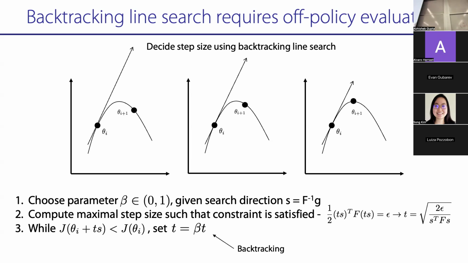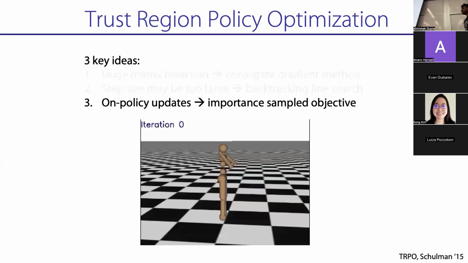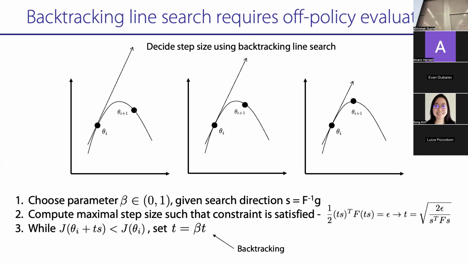Okay, so the second step is this: t gets beta t, which is your backtracking. So the second idea in TRPO is, first we did conjugate gradient, so we avoided computing F inverse, and we used a coordinate descent like algorithm to find F inverse G. The second thing we did is we said we're going to do backtracking line search, and backtracking line search is going to help us not take too big of a step size.